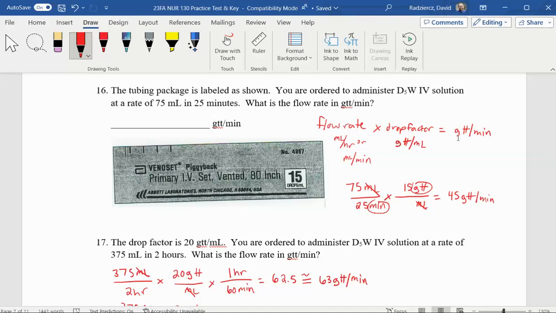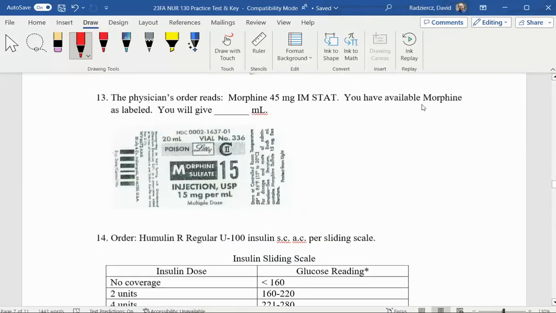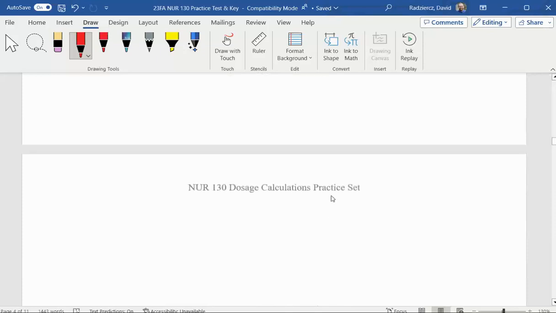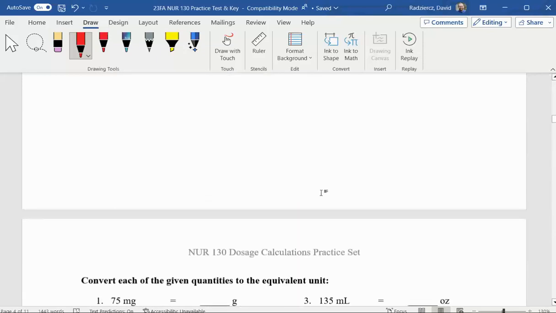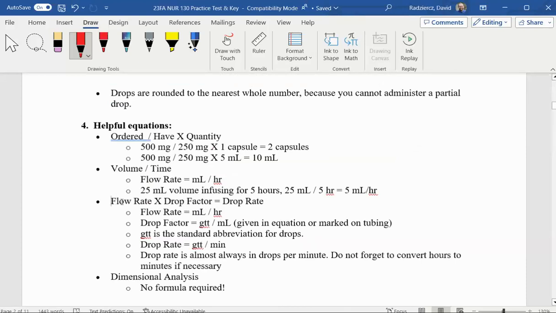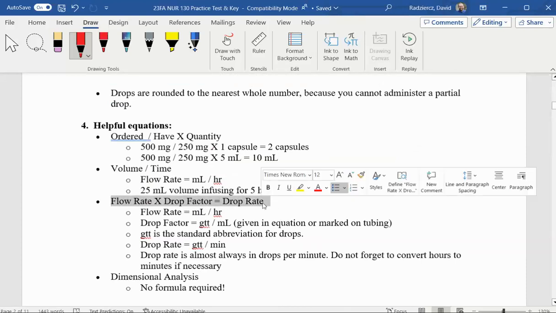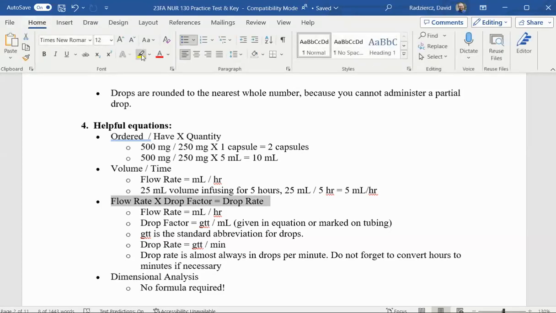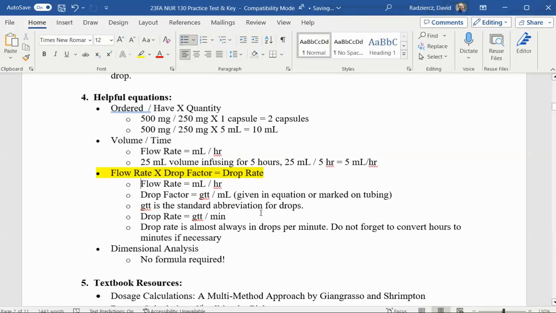And that formula is also listed in the beginning, where it says helpful equations. So right here it's listed as well. Flow rate times drop factor equals the drop rate. So it's listed in there for the helpful equations as well.